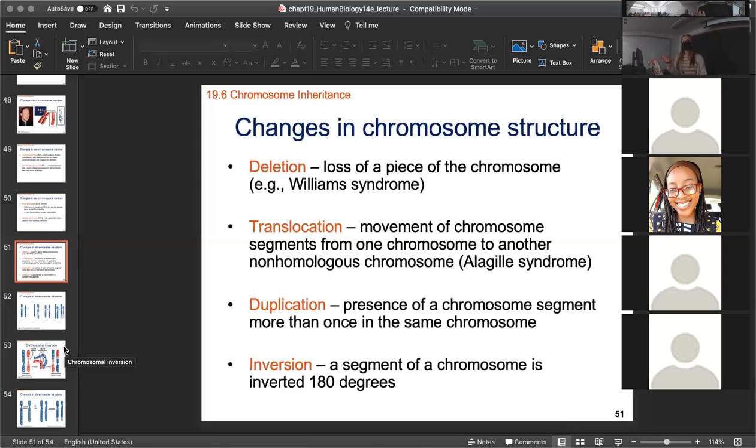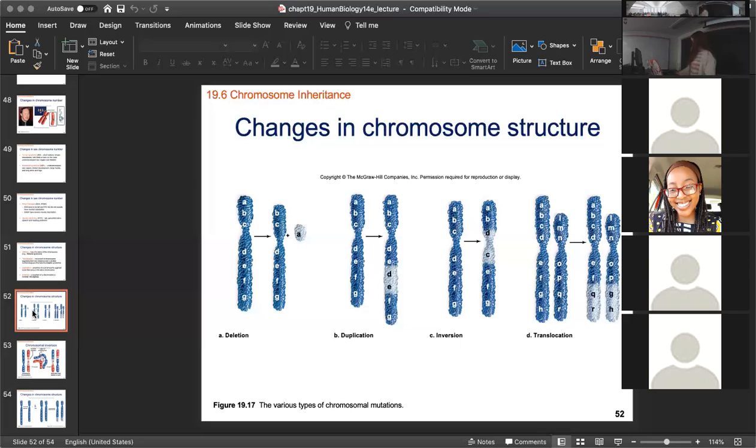Duplication is the presence of a chromosome segment more than once. That makes sense when something is duplicated or made again. And then inversion, when something is inverted, like an inverted triangle. Inversion is where a segment of the chromosome is just inverted 180 degrees. So it just kind of spun around in a different way. So here's a couple of those pictures where we can have changes in chromosome structure.